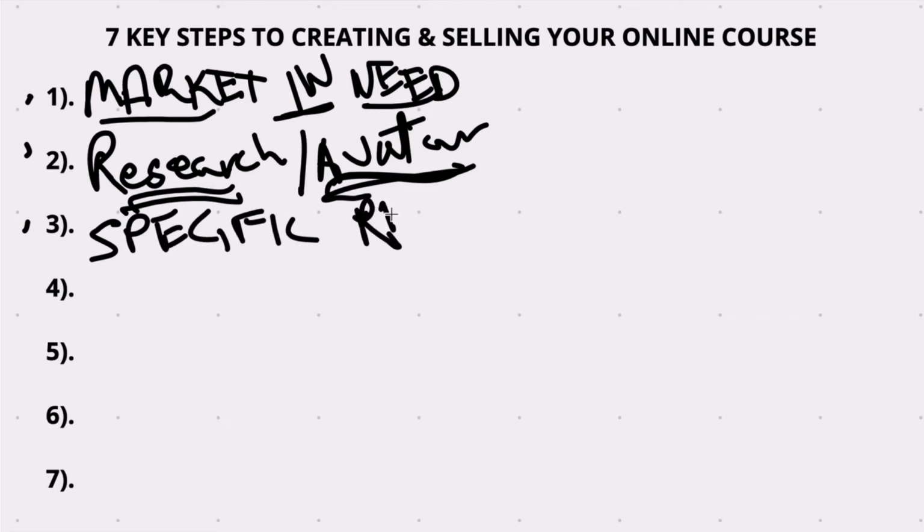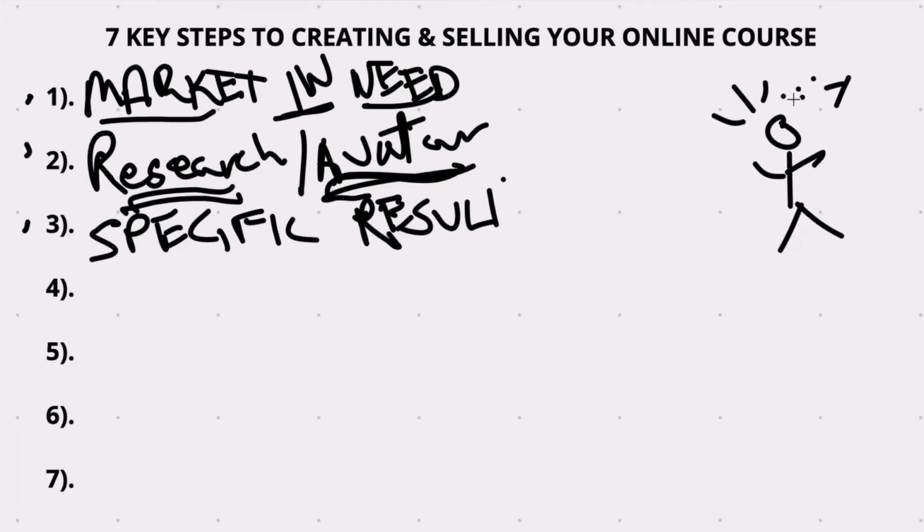Okay, so you know what the big problem is. There's someone out there, this avatar you've come up with, and they either have a big dream or they have a big problem, and you're going to solve that problem. Now, what is it? Are you going to help them lose weight? Are you going to help them make money? Are you going to help them have better skin? Are you going to help them save for retirement? What is it, and what is the specific result that you're going to help them achieve?